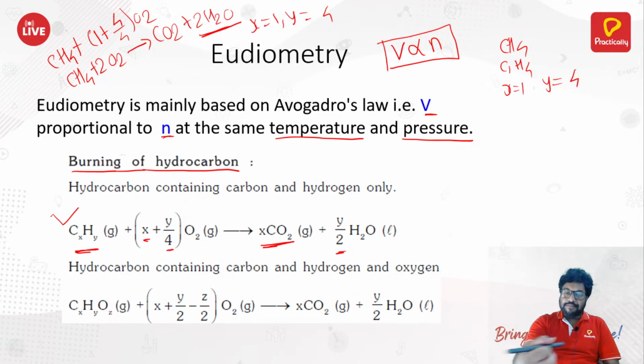But for the time being, let's remember the formula: CxHy plus (x plus y by 4) moles of O2 gives you x CO2 plus y by 2 moles of H2O.